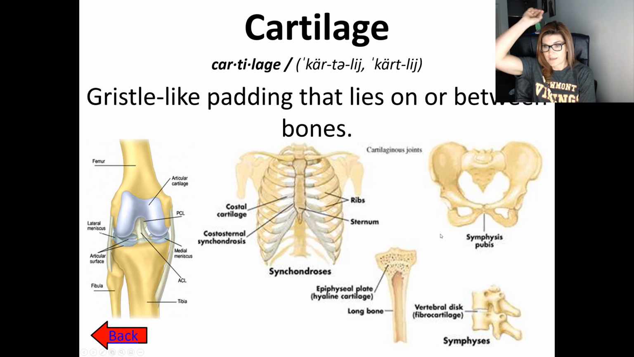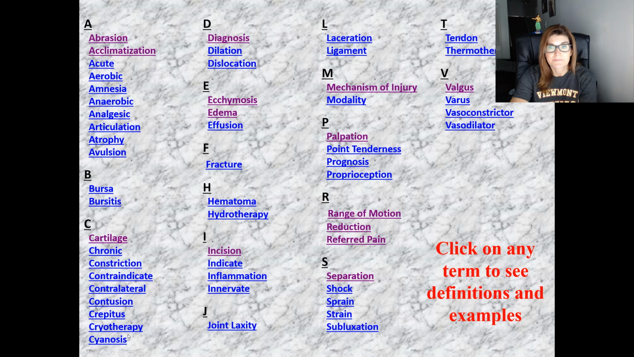The symphysis pubis, or the pubis symphysis, is the cartilage that brings the two pelvic bones together. So you can see that cartilage is just kind of in a lot of different places between our bones.